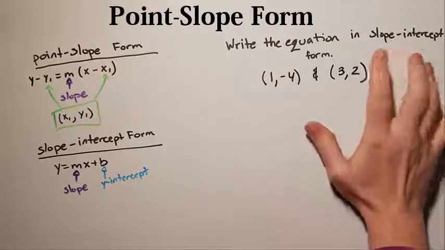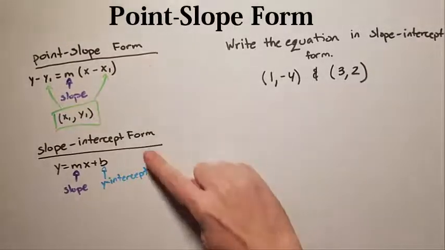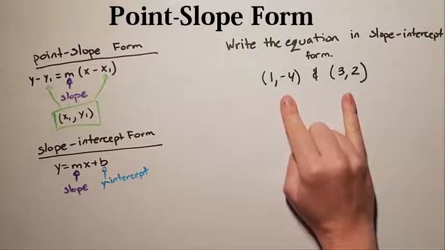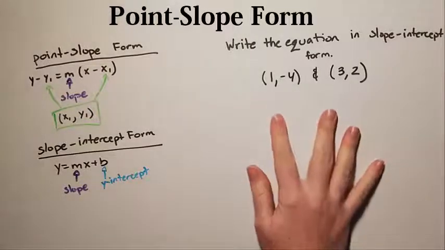So our next equation, they want this in slope-intercept form. Both of the equations that we know require slope. We're not given a slope at all. We're given 2 points. So it looks like we're going to have to find out what the slope is.